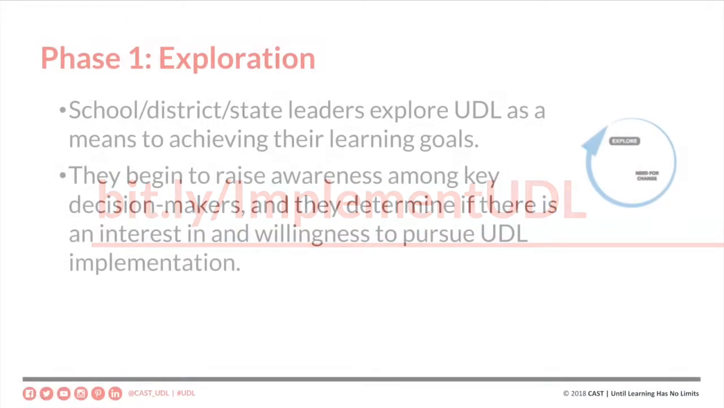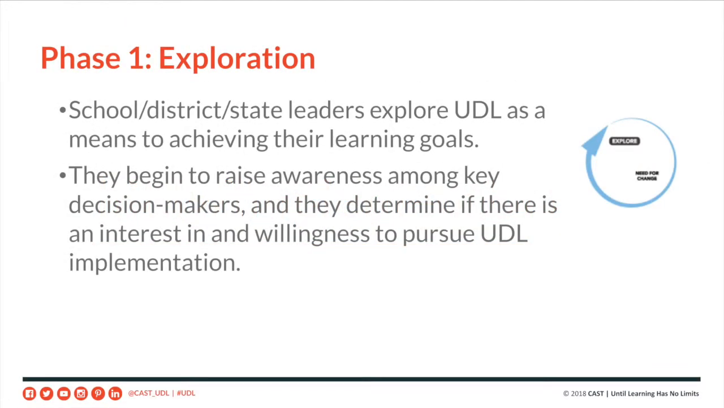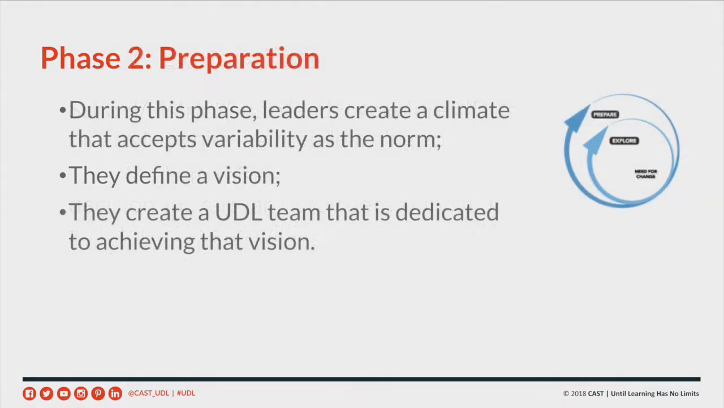Phase 1 starts with exploration of UDL as a possible means to achieving the goals that you've already set for your school. If you've begun the Innovation Network, then likely you've already made it through this phase, but if you never laid some of the groundwork, it might be useful to go back and look at the suggestions in Phase 1 and see if there's anything that might be useful to address.